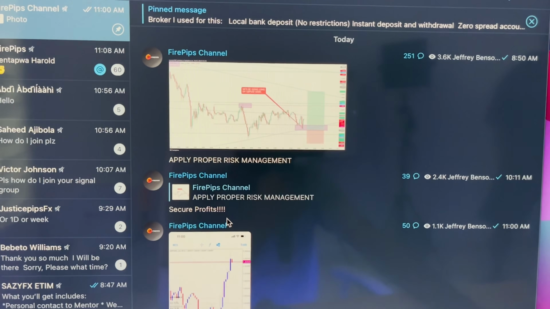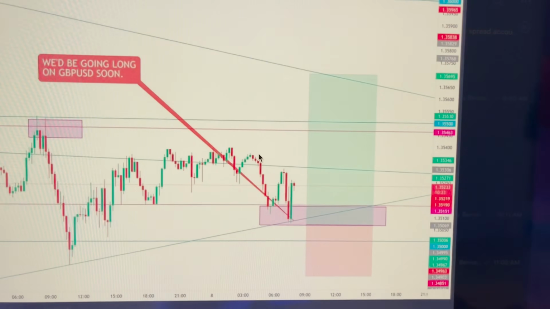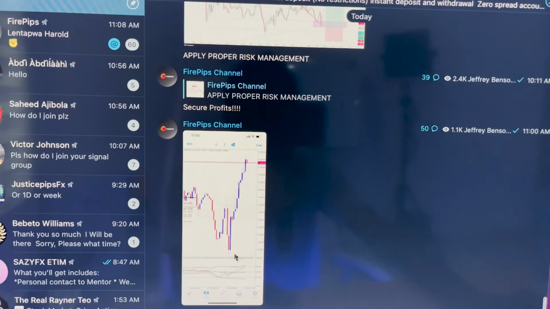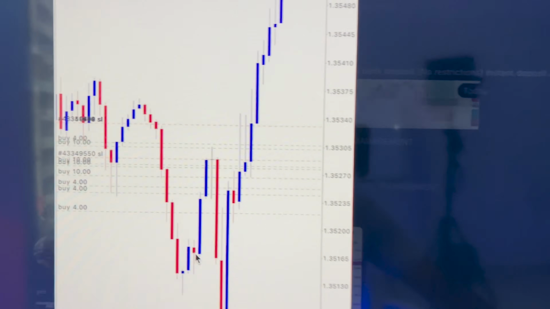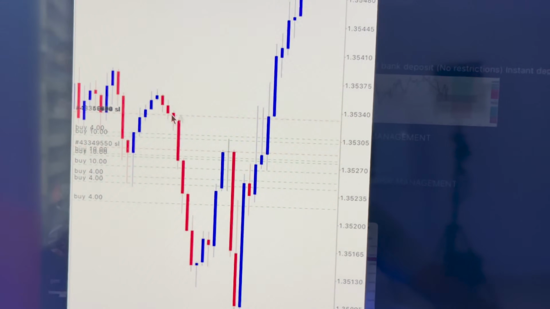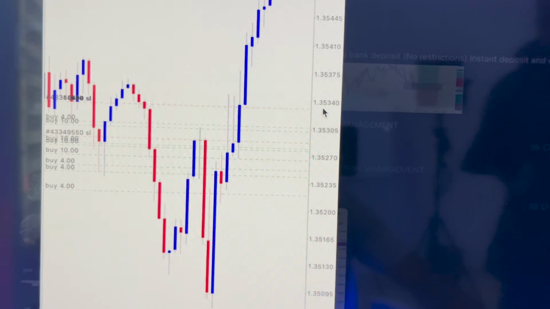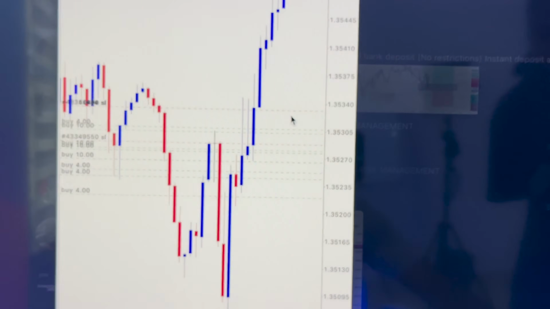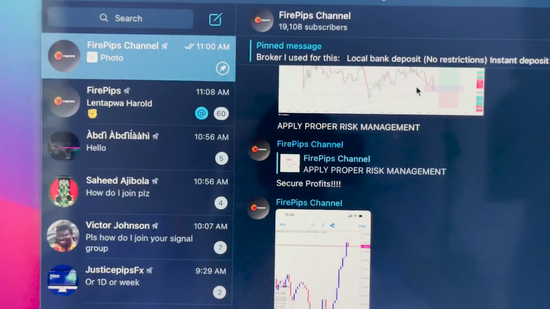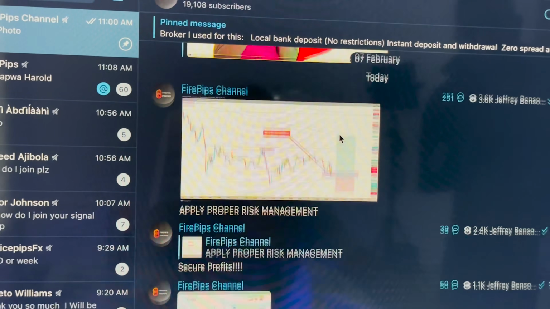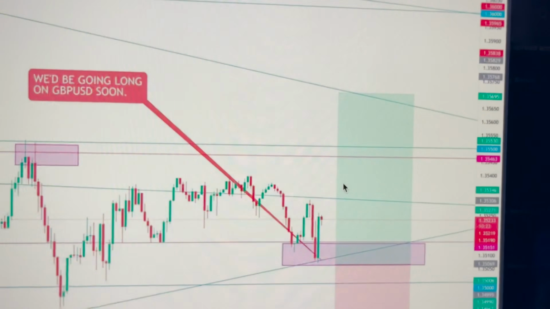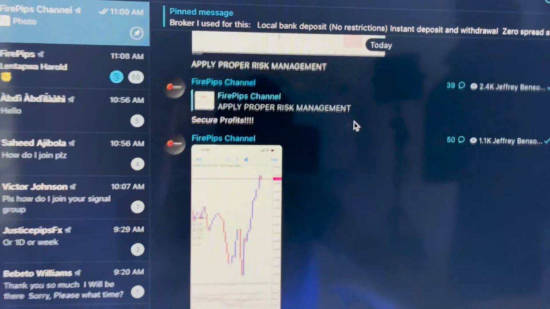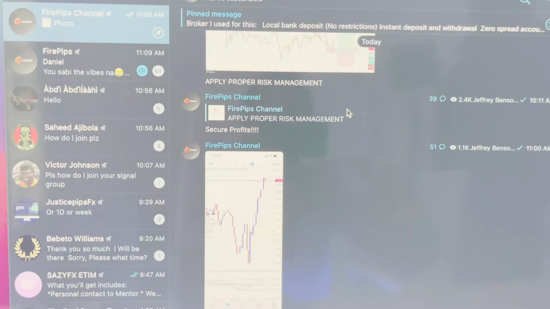I told them to secure profit, that is, to move stop loss to break even, just the same way I've done. You see, my stop loss is already at break even. So stop loss is here. Even if this market retraces, you're not going to be losing anything. You can only hop out in small profit. That's the only worst thing that could happen in this case. Yeah, so this was when I sent out the signal, and it's still playing out. So that's it, guys. See you guys in no time.